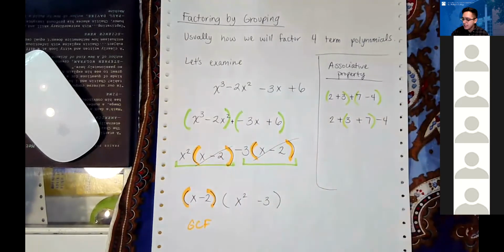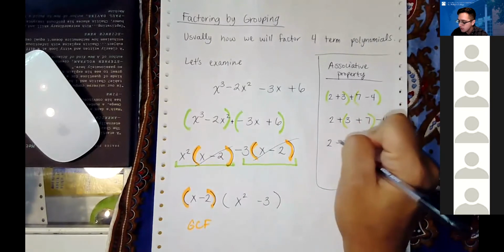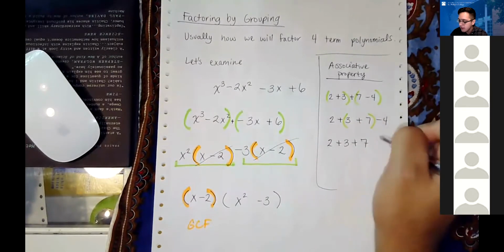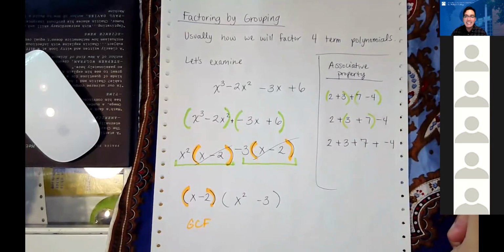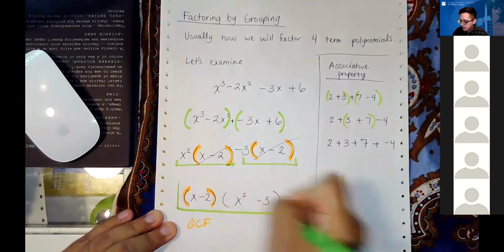That would be the same thing as if I had these numbers over here, right? 2 plus 3 plus 7 plus negative 4 is the exact same thing as just saying subtract 4. But typically the associative property is shown where there's like a plus sign in between the two groups. So that's the only reason why I threw the plus sign in there. All right, thanks. So there's our factorization.